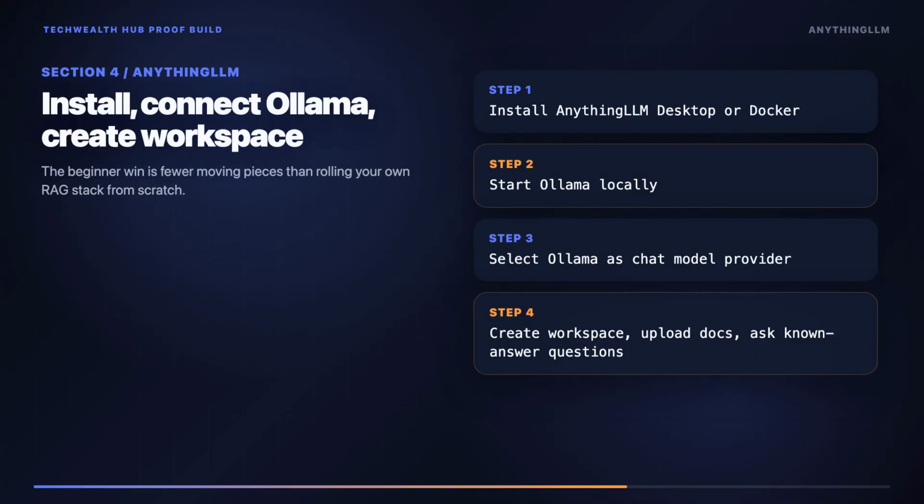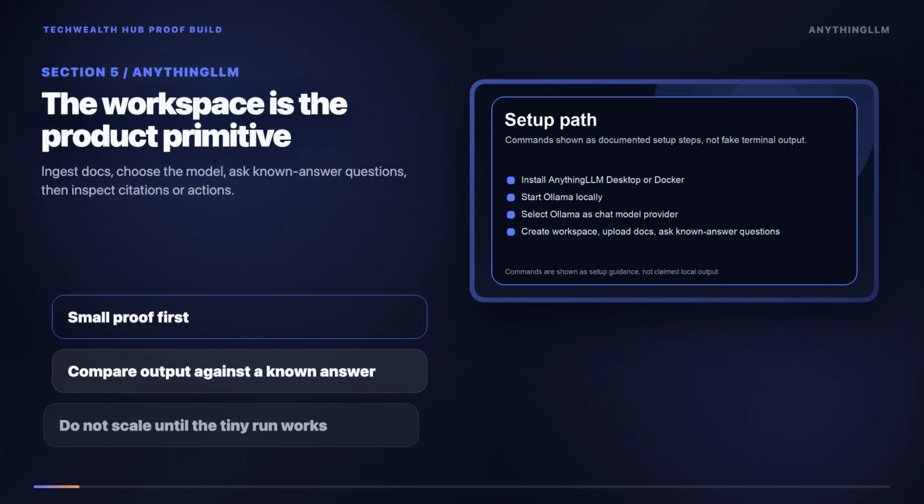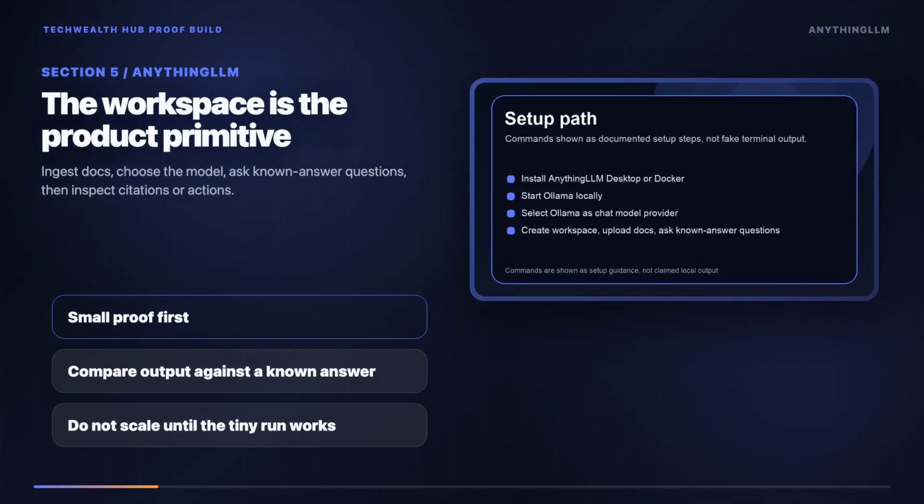The setup sequence should be boring on purpose. Install the app, start or select a model provider, create one workspace, upload known documents, and ask questions with known answers. Fancy comes after that. The workspace is the product primitive. Ingest docs, choose the model, ask known-answer questions, then inspect citations or actions.